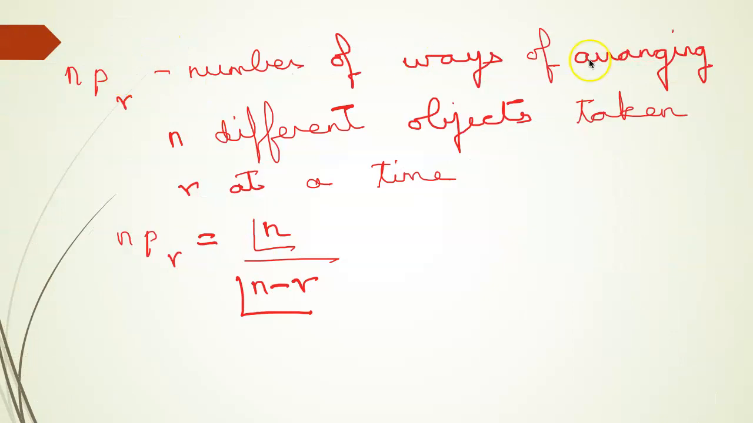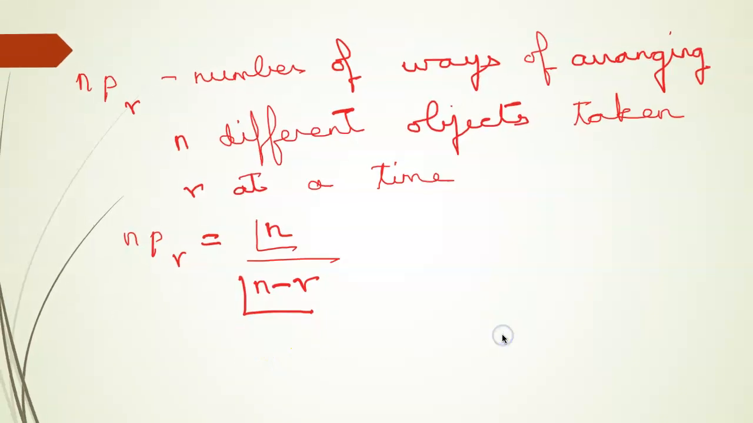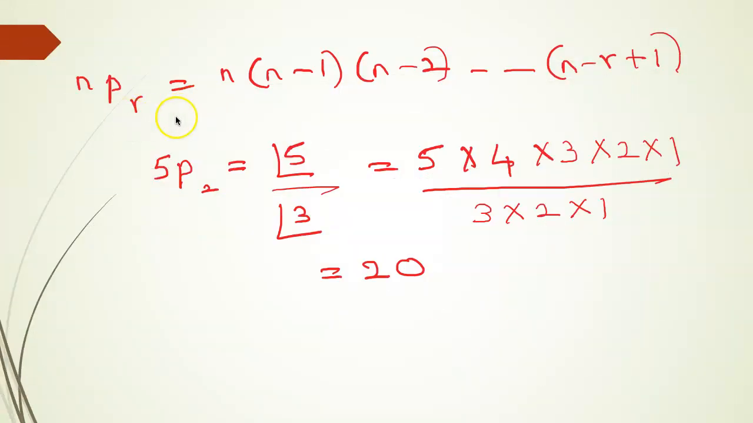Now, nPr is the number of ways of arranging n different objects taken r at a time. nPr is given by the formula n factorial by (n minus r) factorial. So nPr is n into (n minus 1) into (n minus 2) up to (n minus r plus 1).